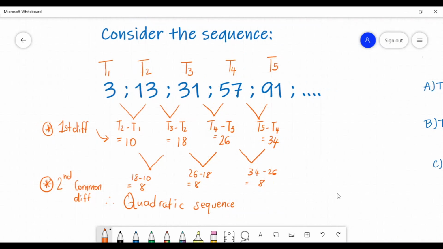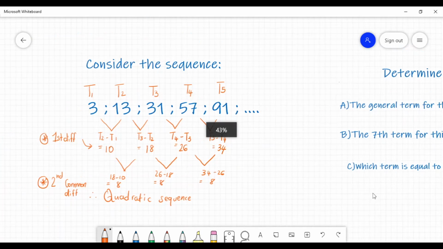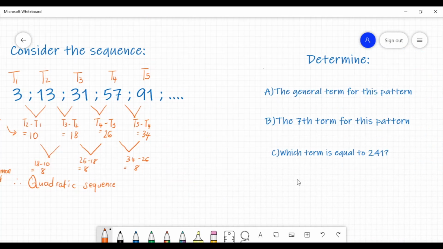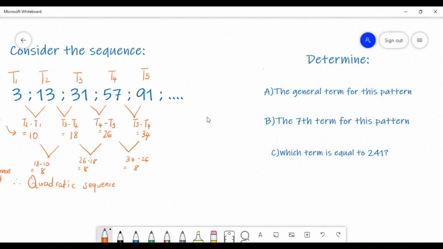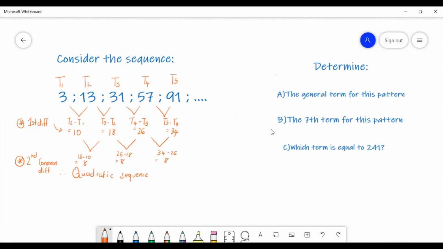Okay guys, so these are the questions that we're going to be answering. The first one is we need to determine the general term for this pattern. What are they actually asking us? I know that someone would have crammed that for this question, it's going to say determine the nth term. And if it says general, then someone out there is going to be confused.